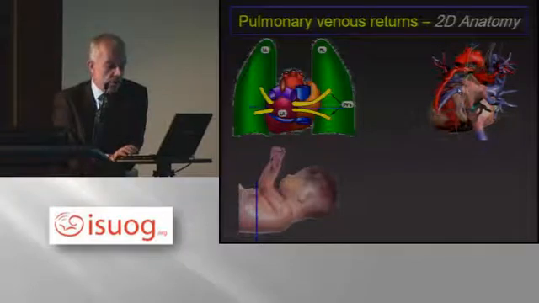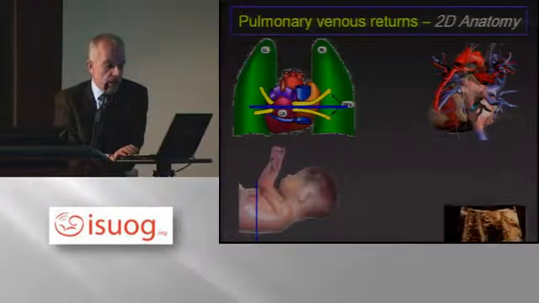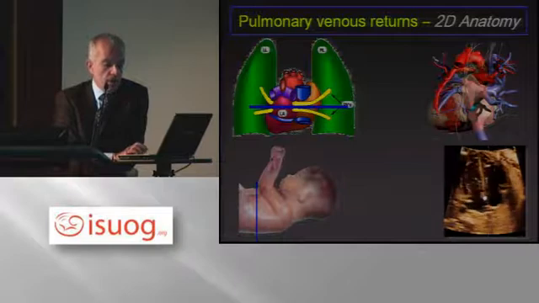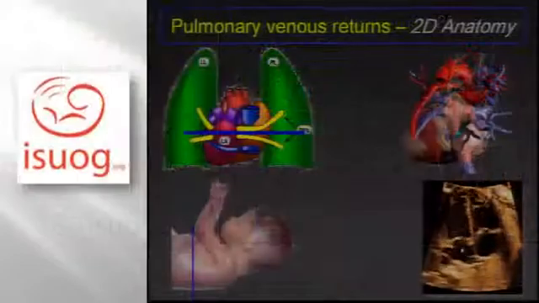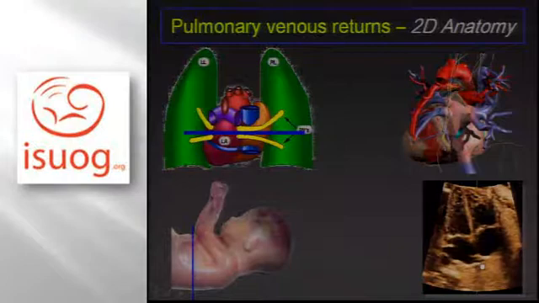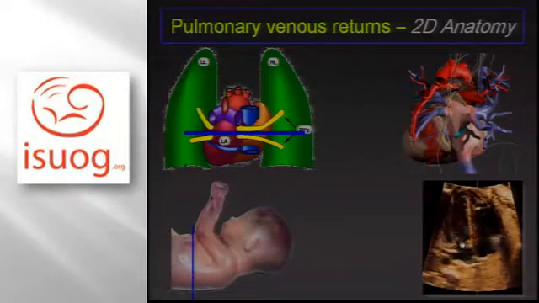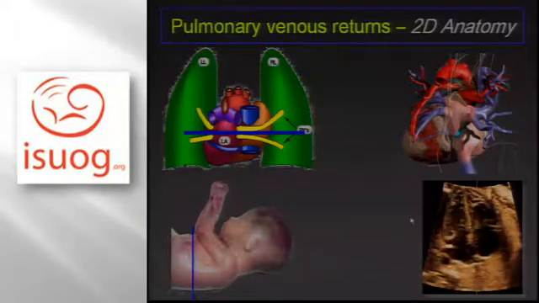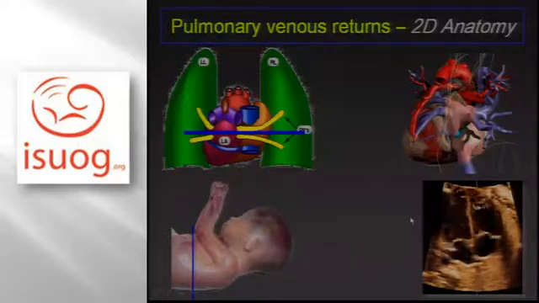If you use the four-chamber view approach, like this, on two-dimensional imaging, this is the image that you should try to get, the four-chamber view, and you see the two tags consistent with the entrance of two of the four pulmonary veins into the left atrium. So this is normal appearance. It's late second trimester, but this is normal appearance of two pulmonary veins.